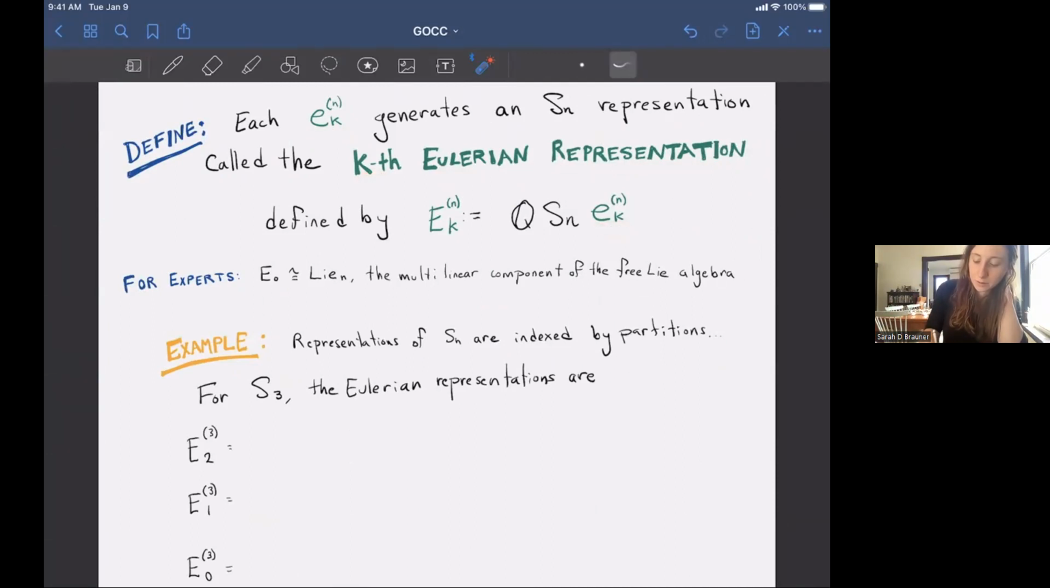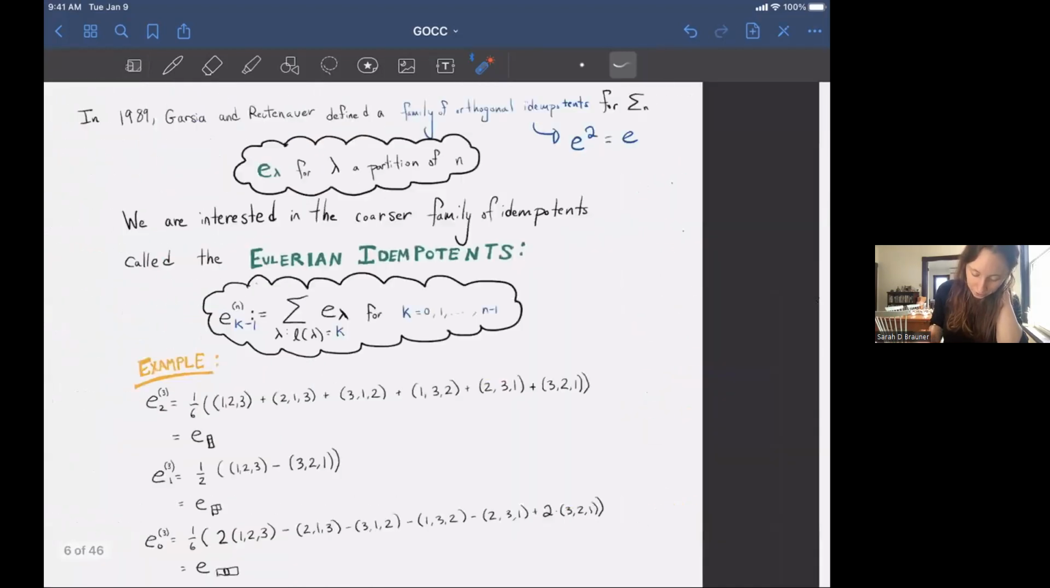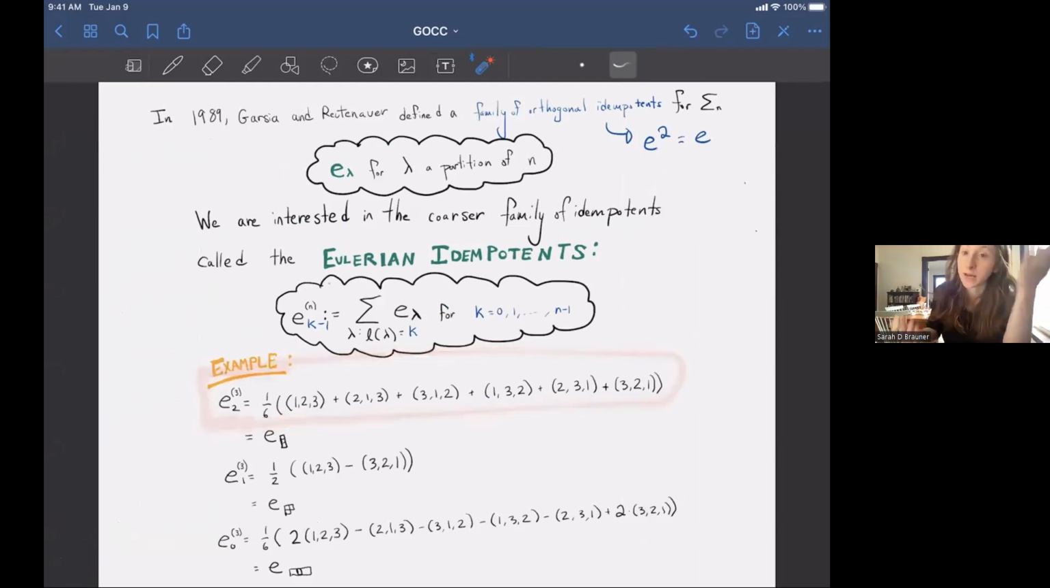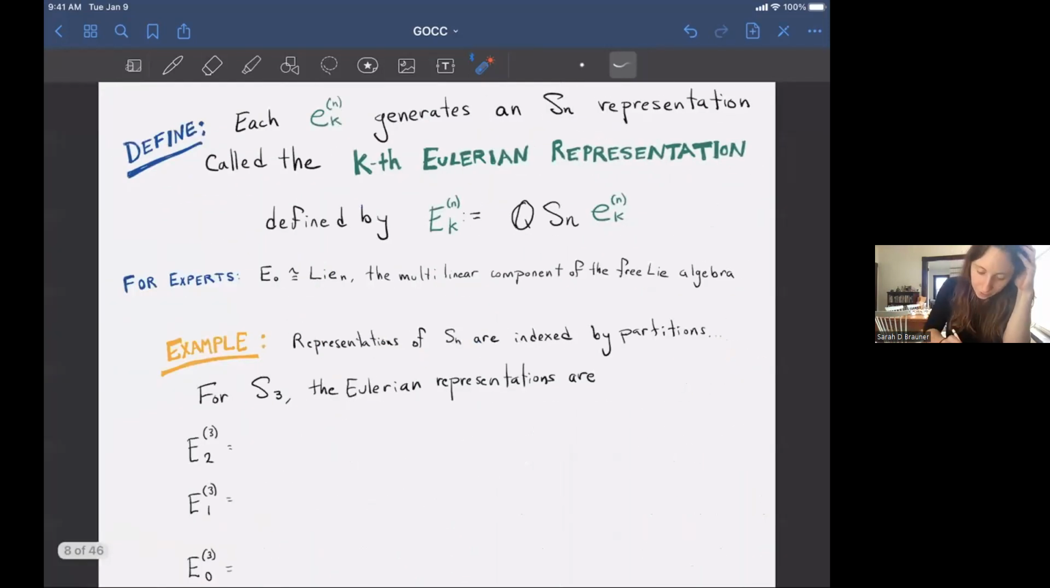I take my idempotent and then I think about the ideal that it generates in the group algebra of the symmetric group. So for example, if we go back to this slide here and we look at this idempotent, we see that it's just an unsigned sum of every element of S3, right? And so if I multiplied any permutation by this idempotent, it would just rearrange the terms in my sum, but it wouldn't change the sum. So in other words, it would act trivially. And another way of saying that is the representation that I get for that idempotent is the trivial representation of S3.